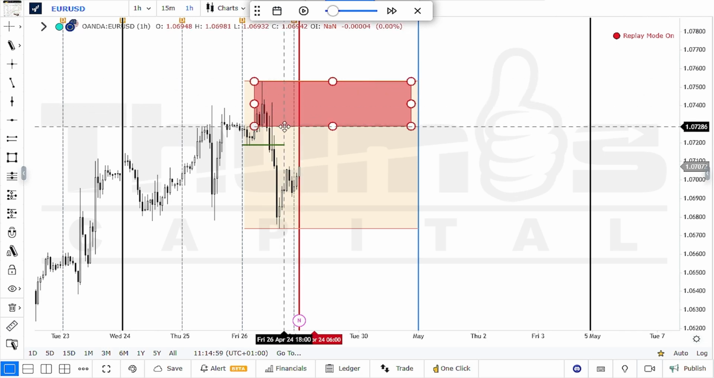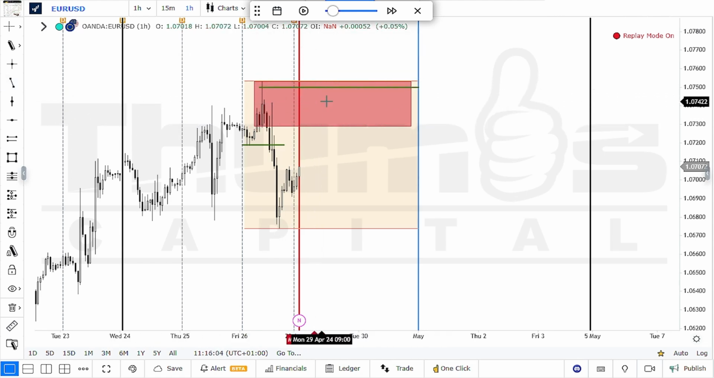And as you can see, the beginning of the supply zone is 1.0728, which means the next minor EBITDA price inside that zone is 1.0750. So let me mark that. So that is the exact price that I'll expect to take my sell trade from.